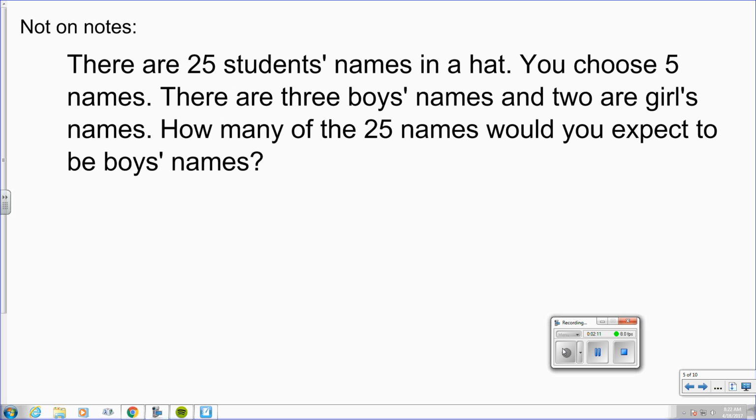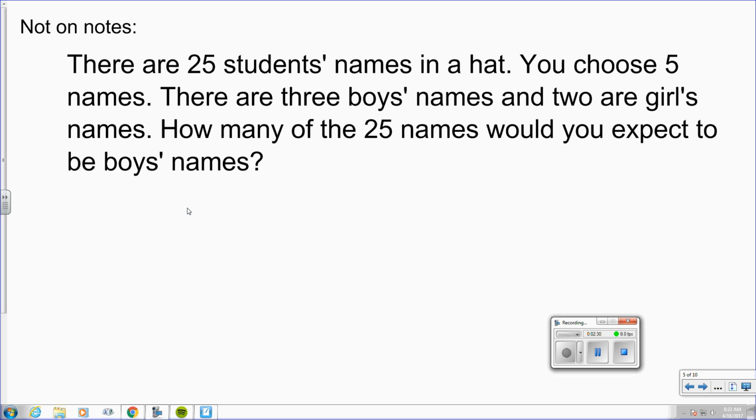Okay, this one's not on your notes, but let's look at this example. There are 25 students' names in a hat. You choose 5 names. There are 3 boys' names and 2 girls' names. So how many of the 25 names would you expect to be boy names?